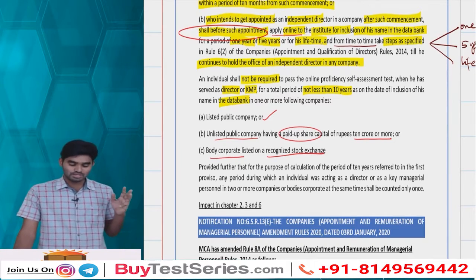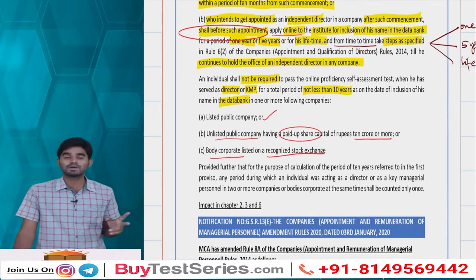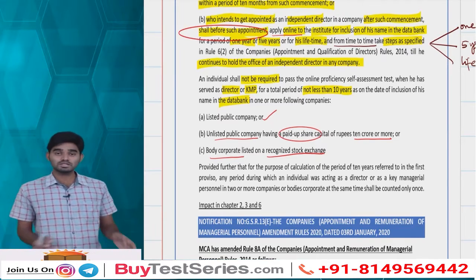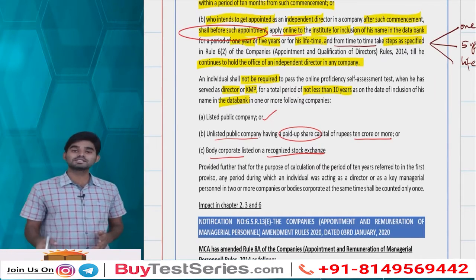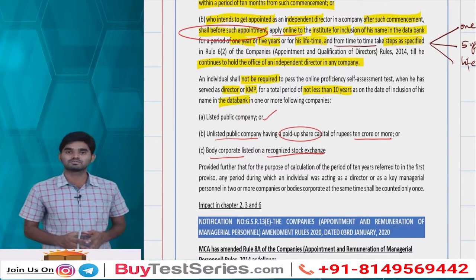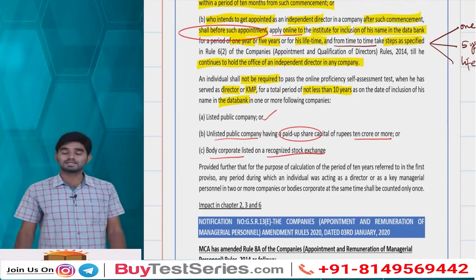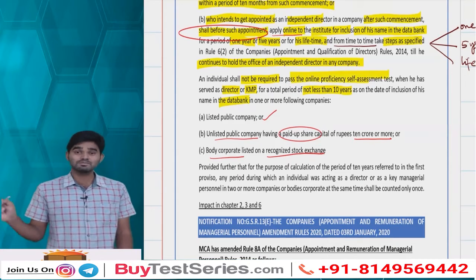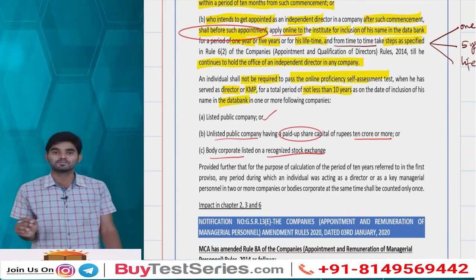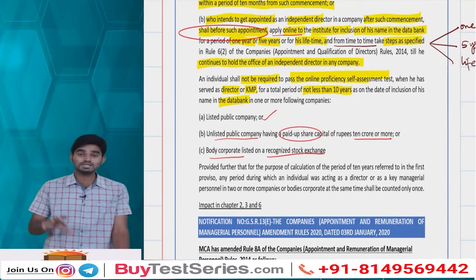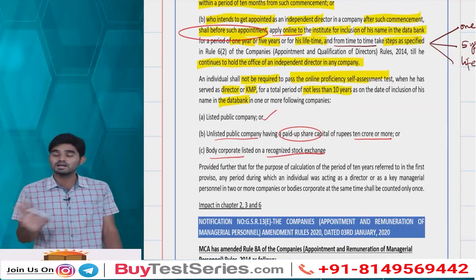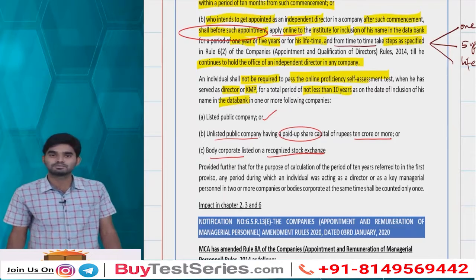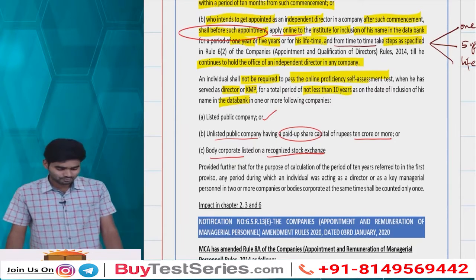So a listed public company, an unlisted public company having a paid up capital of 10 crores or more, or a body corporate listed on a recognized stock exchange. That means if you are serving on the board of these three as a director or a KMP for a minimum of 10 years, then you have to register, but you do not write the examination. Sir, the exemption is provided only with respect to the online examination, but not with respect to registration. Very, very important. The exemption provided here is only with respect to passing the examination criteria, but not with respect to registration, that is inclusion of the name in the data bank. Clear, everyone?